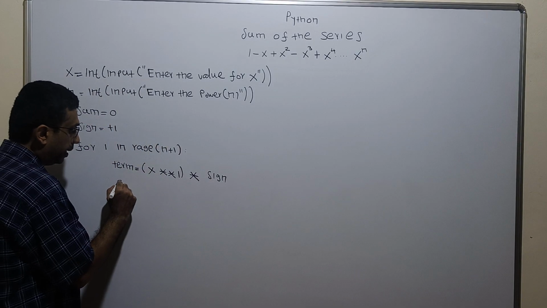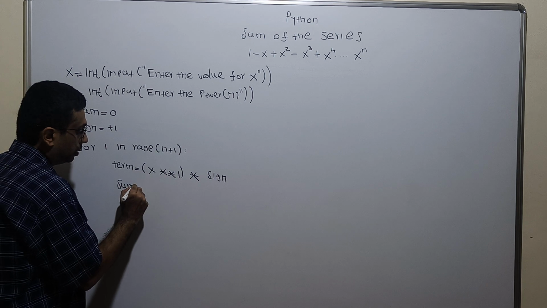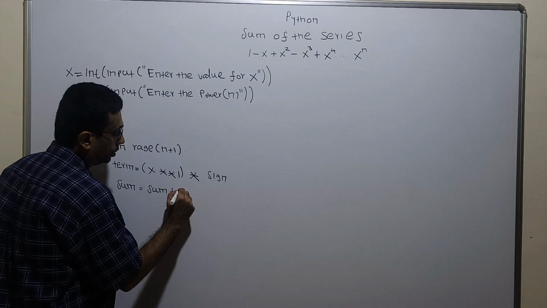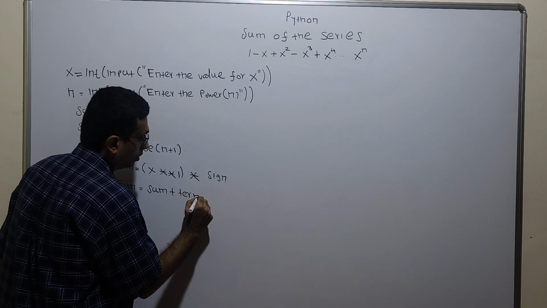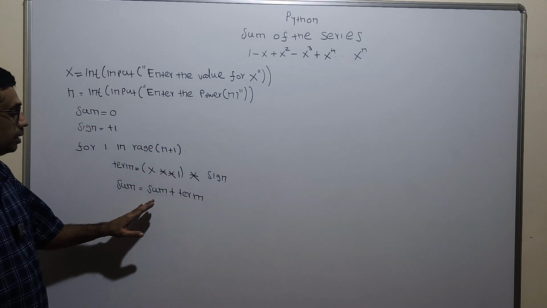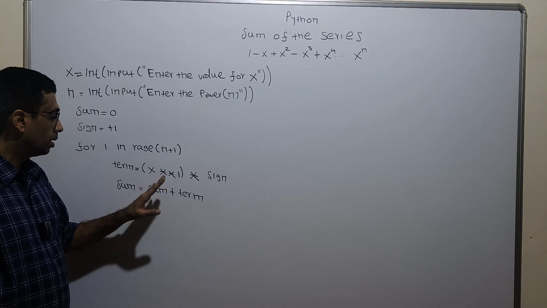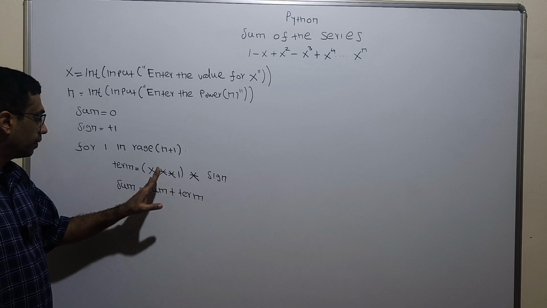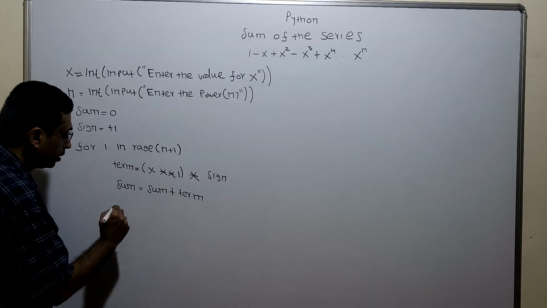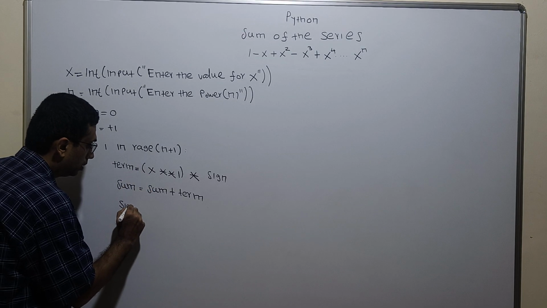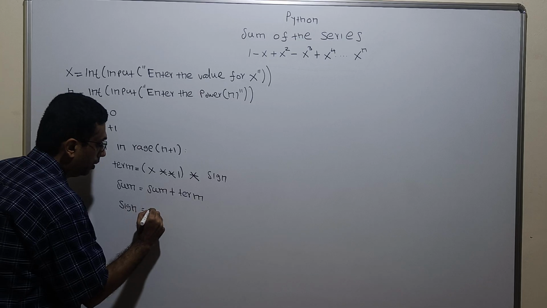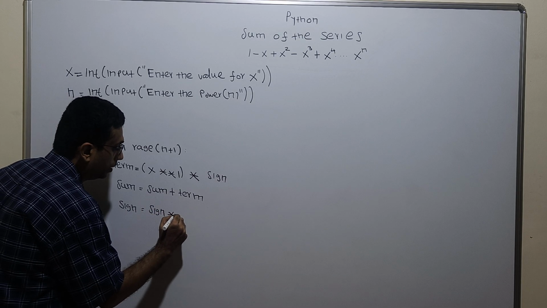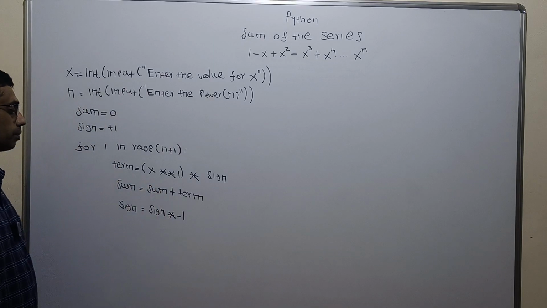After that I am adding sum equal to sum plus term. Sum equal to sum plus term. Now the term will get added with the existing value of sum and the value is stored in the variable sum. Sign equal to the existing value of sign multiplied with minus 1.